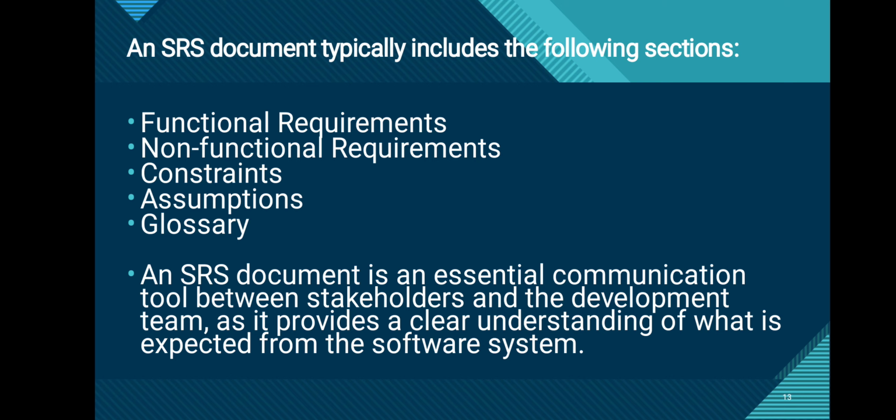performance and security. And then constraints, which are basically conditions. They describe what may affect the design or implementation of the software system, such as hardware or software limitations. And then assumptions. It describes any assumptions that were made during the development of the SRS document. And then glossary. Glossary provides the definition of key terms used throughout the SRS document.